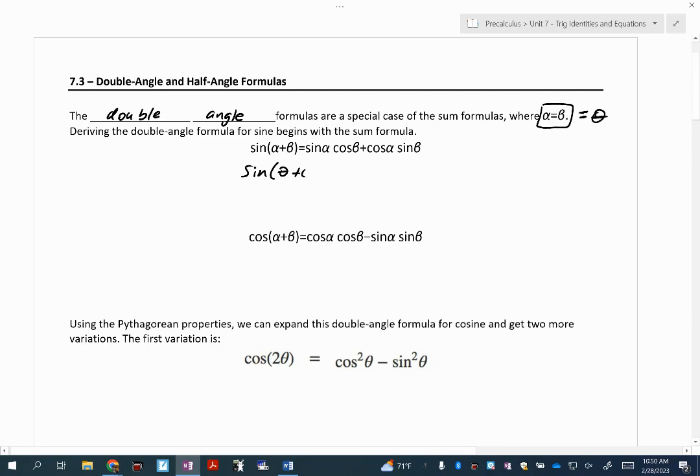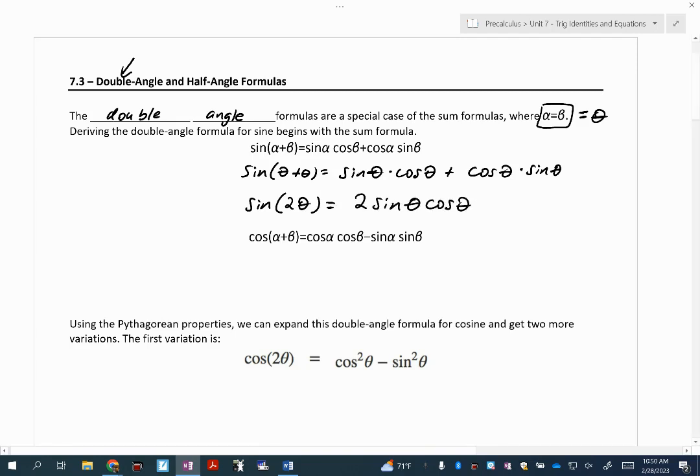So it'll be the sine of theta plus theta equals the sine of theta times the cosine of theta plus the cosine of theta times the sine of theta. So what happens is we have sine of theta plus theta, which gives you 2 theta. That hopefully should make sense. We're talking about double angles, so times 2. And even though the order is different, it is multiplication, and because multiplication is commutative, these are actually the same thing. So we write it as equal to 2 times the sine of theta times the cosine of theta. So this is the first double angle identity.